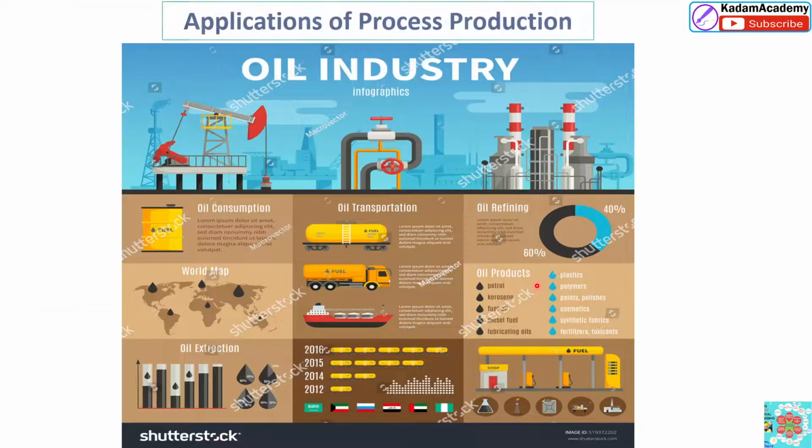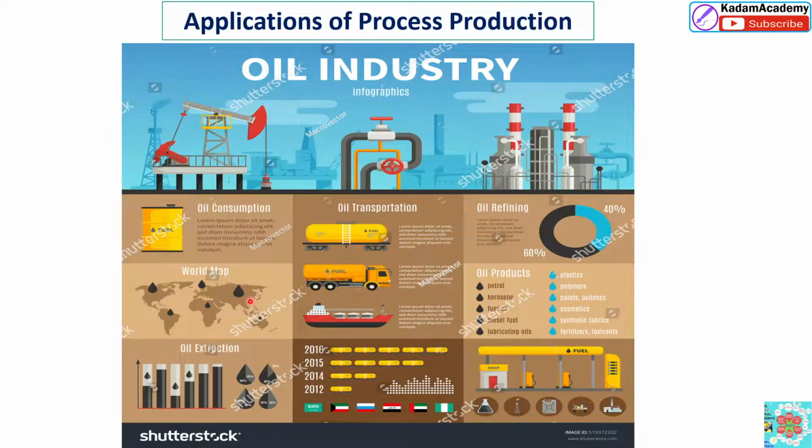Given the example of BP, the oil industry manufactures continuously, with different stages like oil extraction, oil transportation, oil refining, and various oil products: petrol, kerosene, fuel oil, diesel fuel, lubricating oil, or plastic, polymers, paints, polishes. These are the products. And you can see the world map where large quantities of oil are produced.